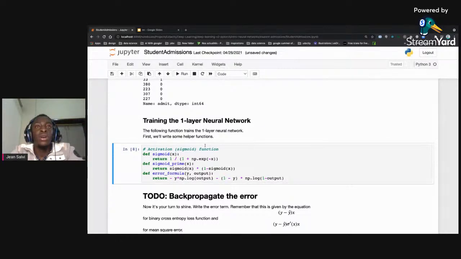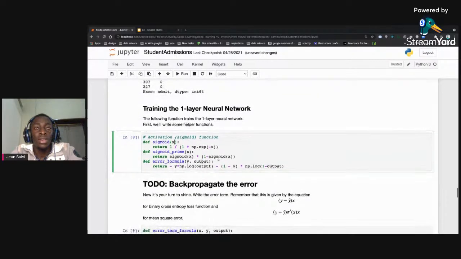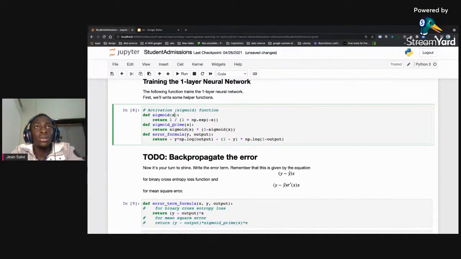So to train the neural network, as you can see, we have this sigmoid function here. It takes the number and returns the sigmoid, which is 1 over 1 plus e to the power of negative x. Sigmoid prime is the derivative of the sigmoid actually. So it will return this. The sigmoid has a nice derivative, which is this.